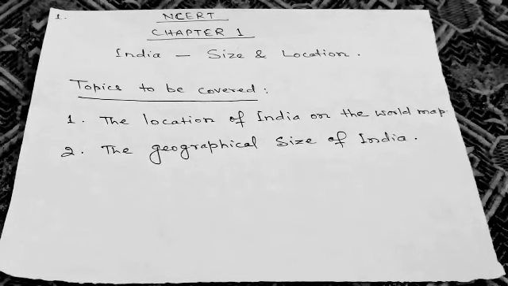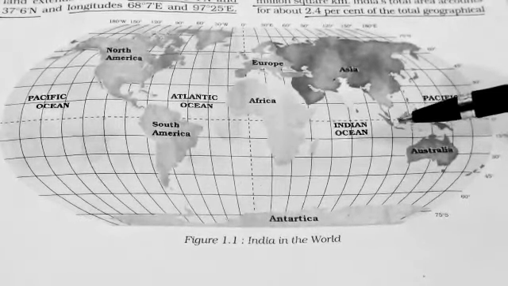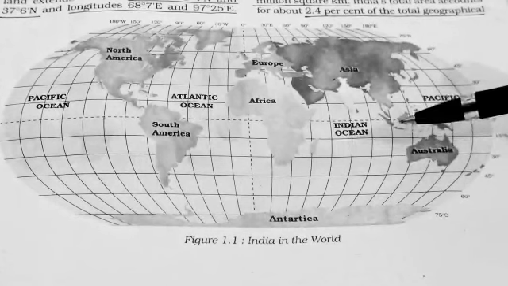Hello students, in this video we are going to discuss NCERT Geography class 9 first chapter, India: Size and Location. In this video we will cover the following topics. First, the location of India on the world map, and second, the geographical size of India. Let us start with the location of India on the world map.